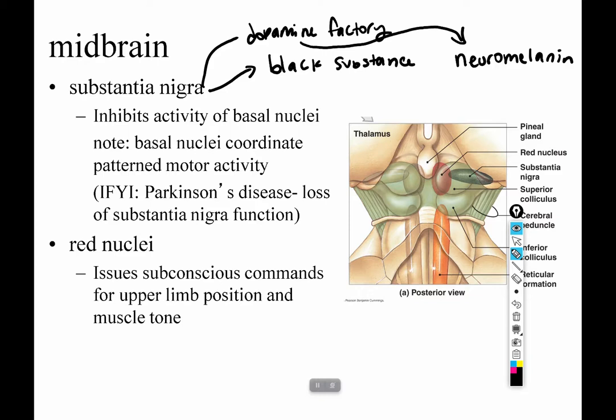So the substantia nigra inhibits the activity of the basal nuclei. So these are going to be a set of nuclei. They used to be called the basal ganglion, but of course ganglion is in the PNS, so we don't call it that anymore. So basal nuclei coordinate patterned motor activity. And specifically what they do is they provide an inhibitory function to prevent unwanted movement in addition to the movement that you're intending to do.